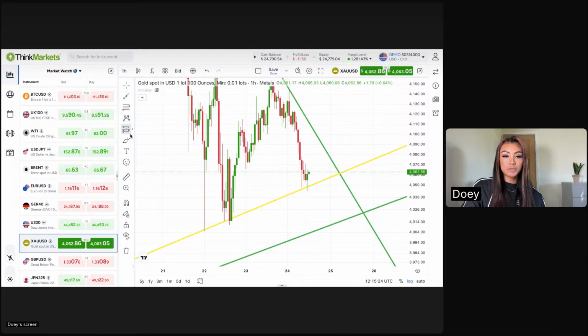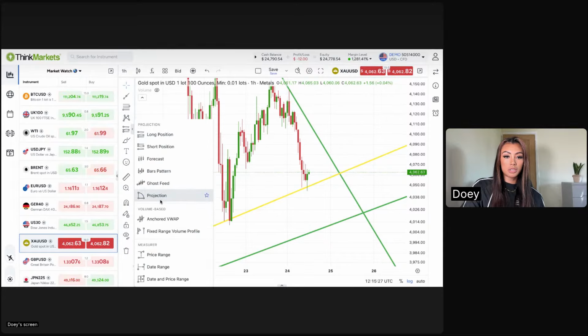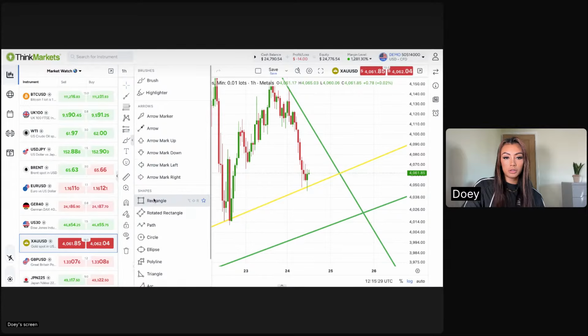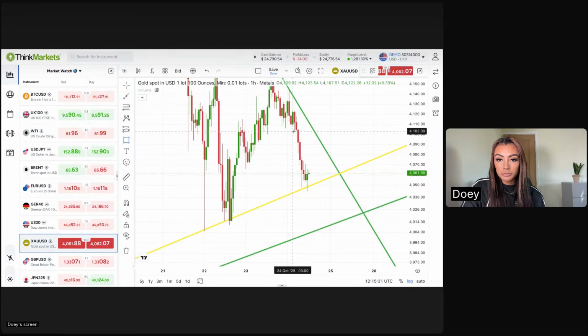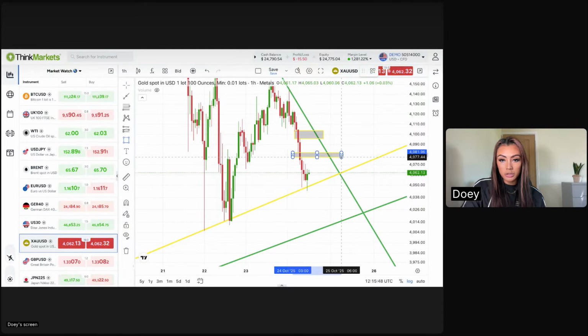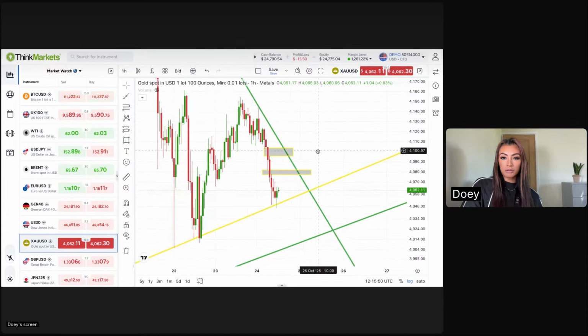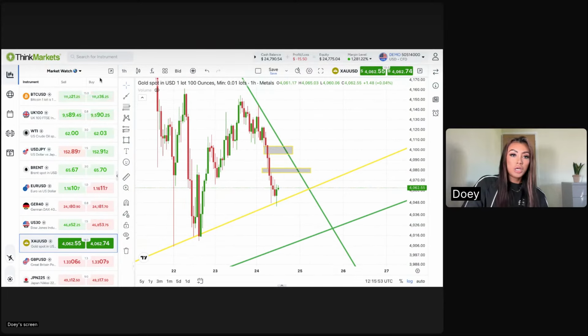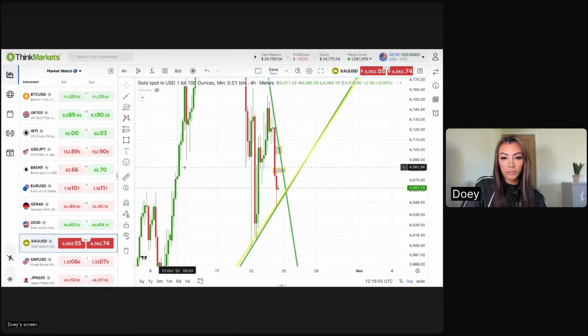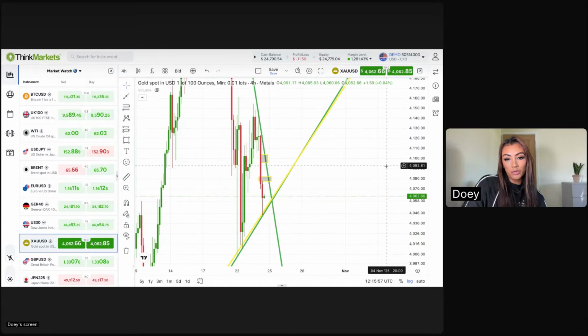We've got a few gaps on the 1 hour as well. So let me just mark them up. One. It's a bit of a small one here, but it is still one. So potential areas for price to pull back into. But yeah, let's have a look on the 4 hour.